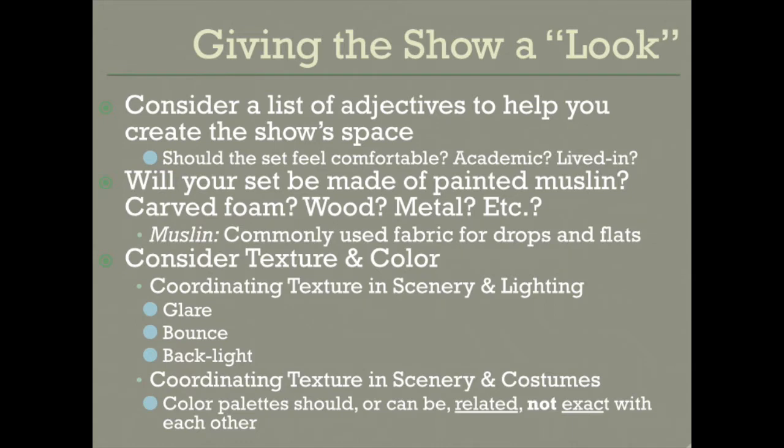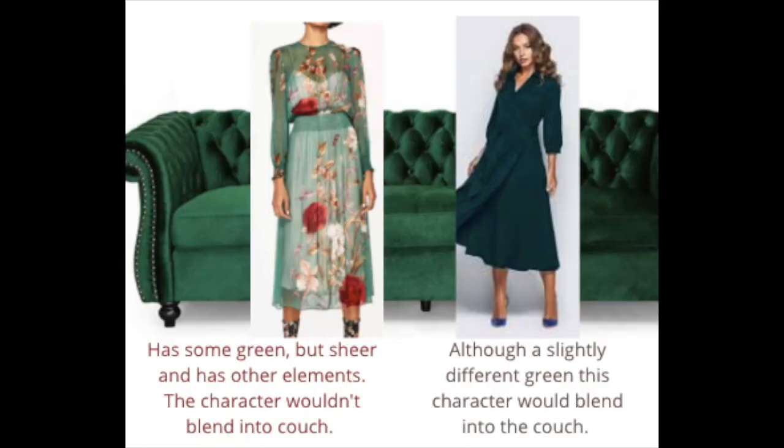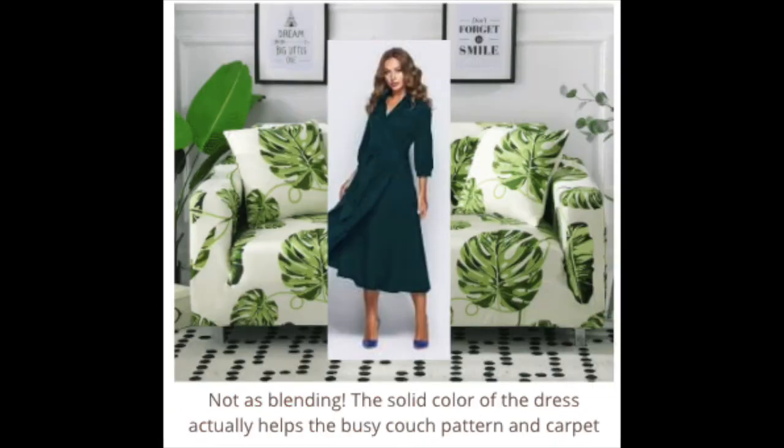Coordinating texture and scenery and costumes. Color palettes should or can be related, not exact with each other. I think I've mentioned this before: if you have a green couch, you don't want somebody in a green dress sitting on that green couch, because then that person would disappear. So maybe it would be a green dress and a couch which has a pattern on it with some green in it, and that character won't be completely lost.